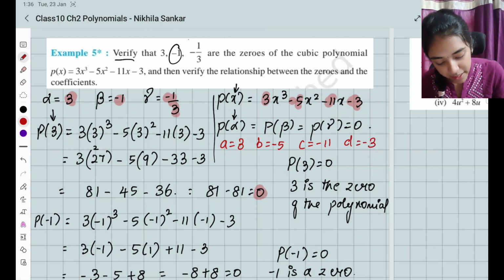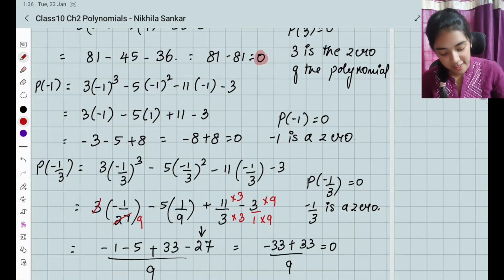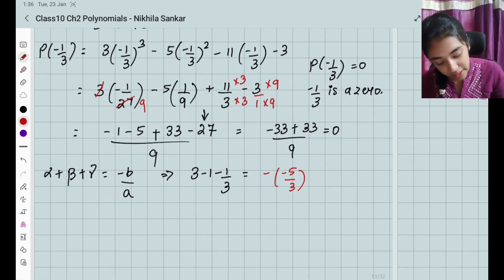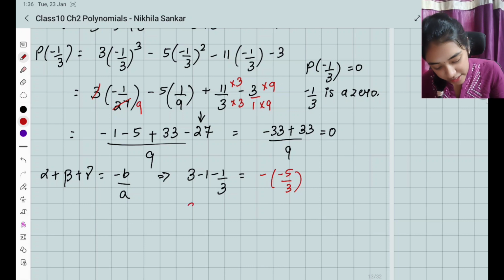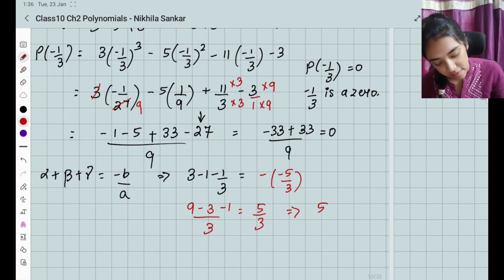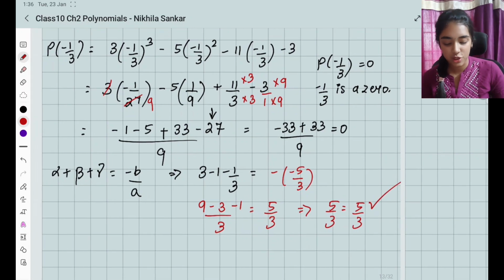So minus b by a na another it is going to be minus of -5 divided by 3. இப்போ இந்த பக்கம் LCM எடுத்தா we have 3 3s are 9 minus 3 1s are 3 minus 1 divided by 3 equals 5 divided by 3. So we have 9 minus 3 is 6, 6 minus 1 equals 5. So from this we have 5 by 3 equals 5 by 3 and hence the first relationship is verified.